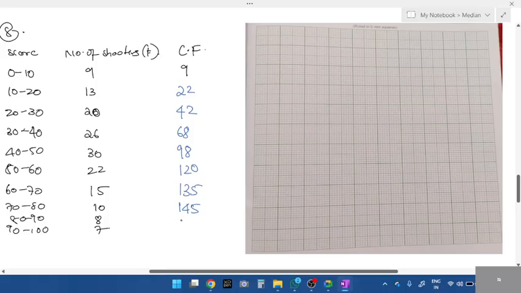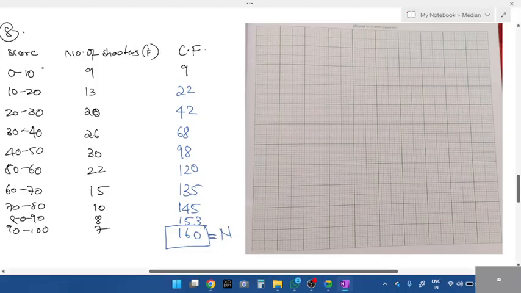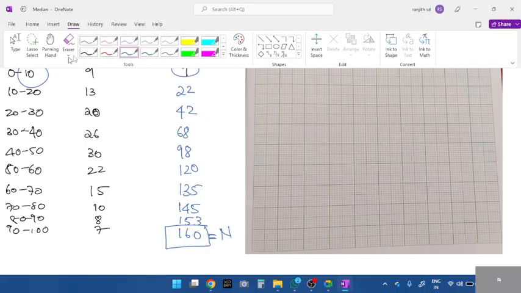Come on, students, be quick. 150, 160. What do you take this number as? This is equal to n, right? Now tell me what are the values you have to take to construct ogive graph. Very good. Upper limit and cumulative. Start. Be quick, students. Start constructing ogive.